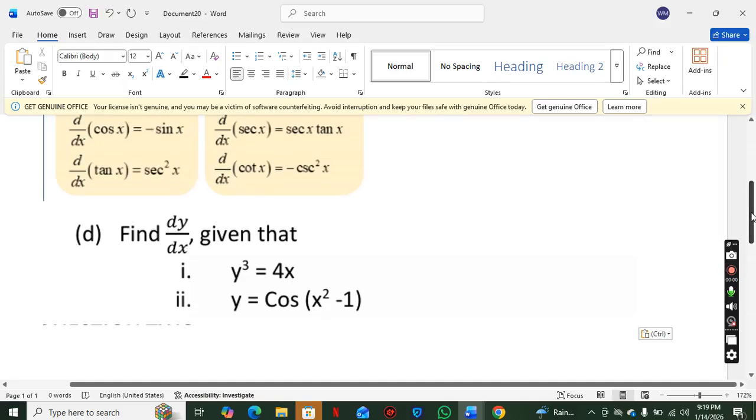Find dy/dx given that y cubed equals 4x and y equals cos x squared minus 1. So we'll start with the first one here.